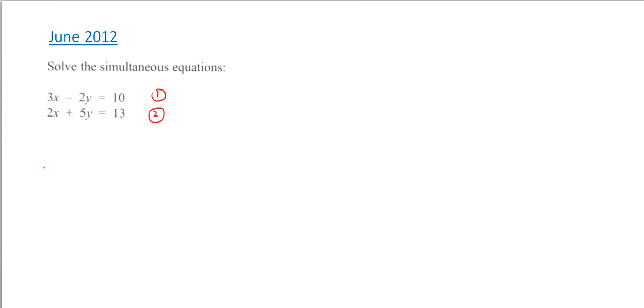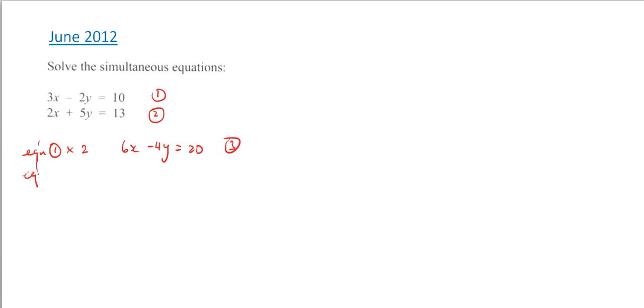All right, so let's decide to eliminate one. We're going to either eliminate x or y. So I'm going to choose to eliminate x. All right, so you have 3x here and you have 2x here. So let's take equation 1 and multiply by 2. If we do that, we end up with 6x minus 4y is equal to 20. And I'm going to call that equation 3 now.